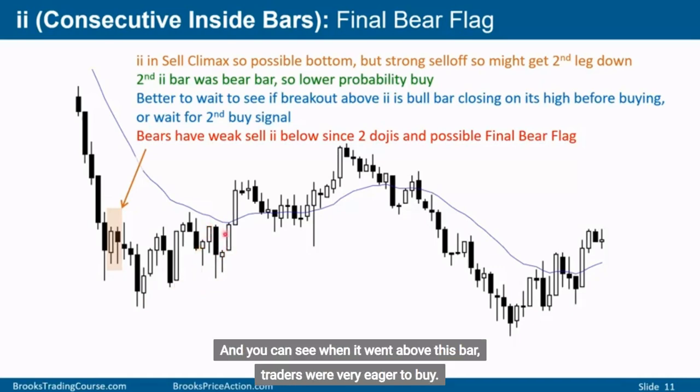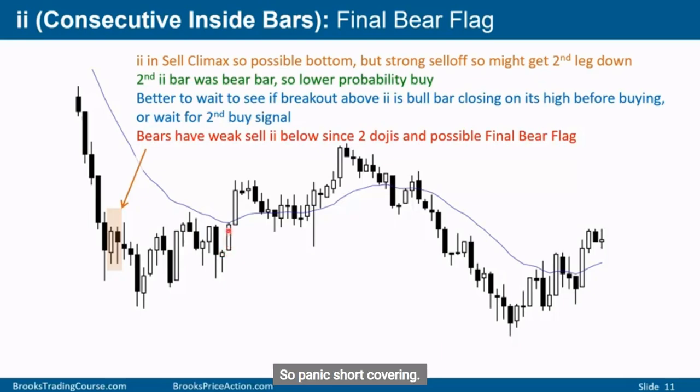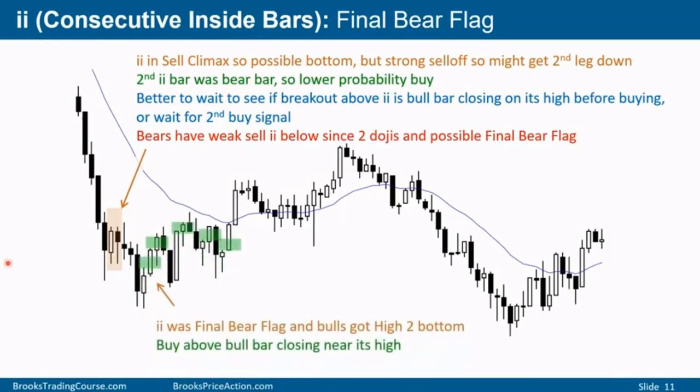And you can see when it went above this bar, traders were very eager to buy. The close of this bar and the open of that bar, there's a gap. So as soon as this bar closed with a small bull body, traders just bought at the market, and the next bar opened above the close of that bar, and it never traded down. So panic short covering. Final bear flag. We got a bear breakout and went on for a few bars and a reversal up.